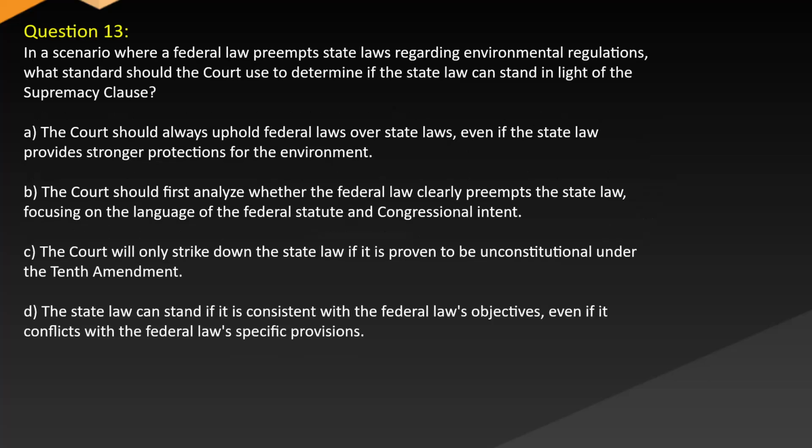Question 13. In a scenario where a federal law preempts state laws regarding environmental regulations, what standard should the court use to determine if the state law can stand in light of the Supremacy Clause? A. The court should always uphold federal laws over state laws, even if the state law provides stronger protections for the environment. B. The court should first analyze whether the federal law clearly preempts the state law, focusing on the language of the federal statute and congressional intent.